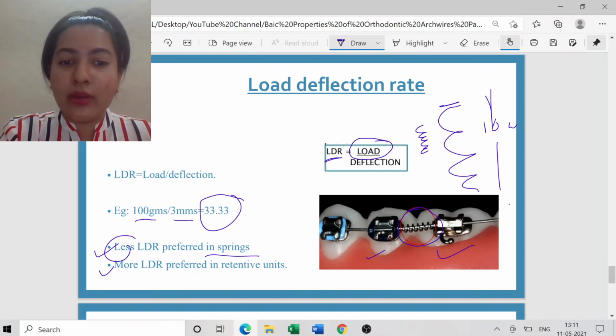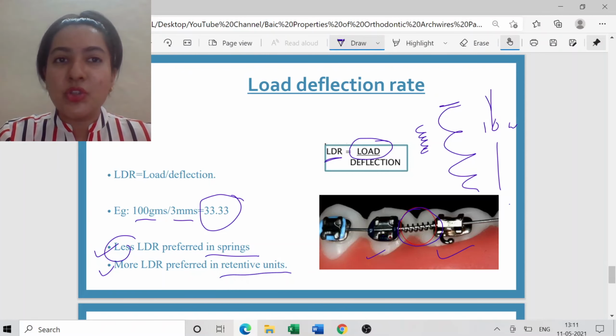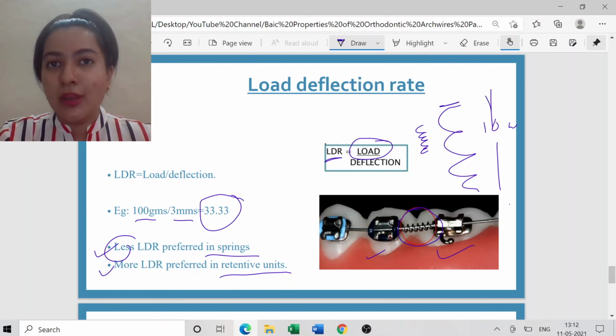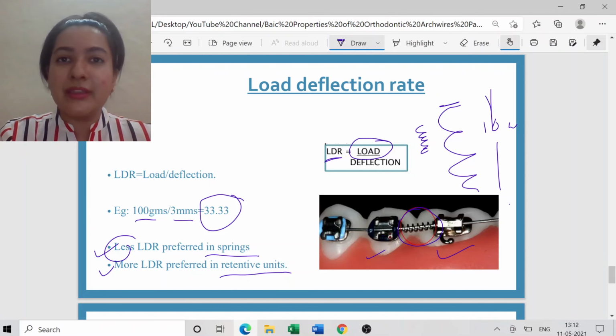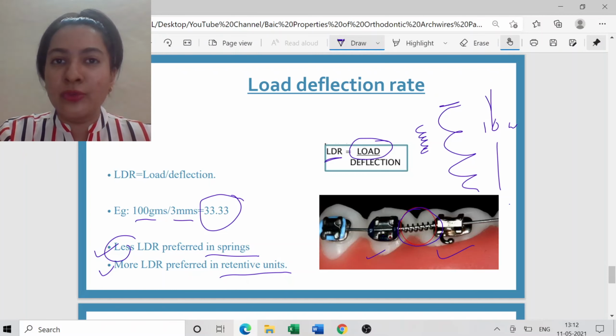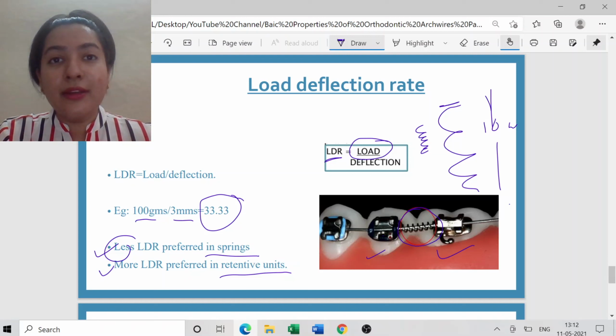Now imagine I am talking about a retentive unit. Suppose there is Hawley's appliance which has a clasp. Okay, so now Hawley's appliance with these clasps is a retentive unit, meaning they prevent any kind of tooth movement from occurring and they retain the corrections which have already been done. So obviously now the wires which are used in making such appliances should be strong enough to prevent any kind of movement occurring.